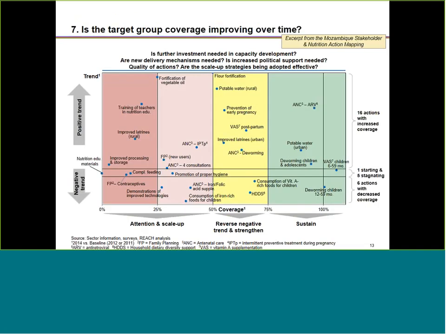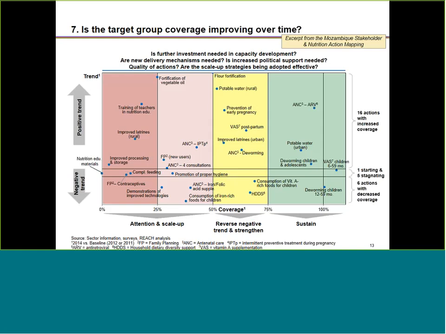The next question is, is the target group coverage improving over time? This slide and the following analyze mapping data that has been collected at several points in time to understand trends and compare them to government targets. This example from Mozambique compares the current population coverage of actions with the trend in coverage over time by comparing 2014 mapping results with the baseline results from a mapping exercise done in 2011.